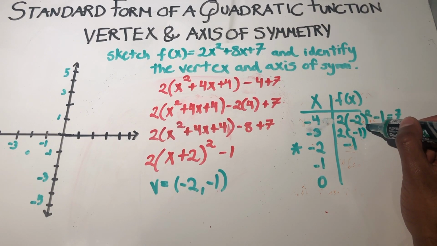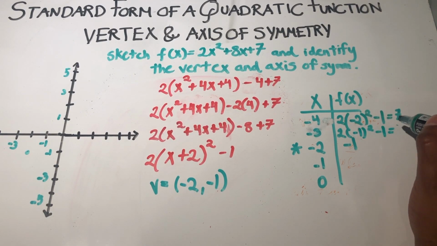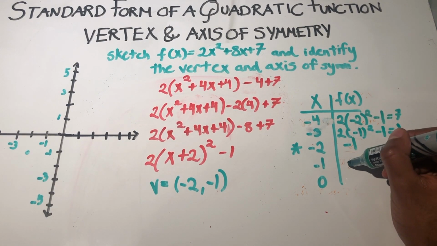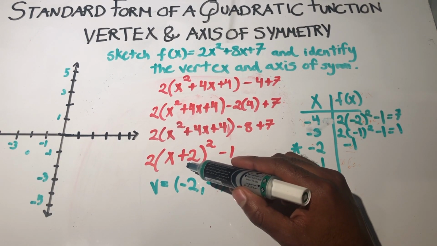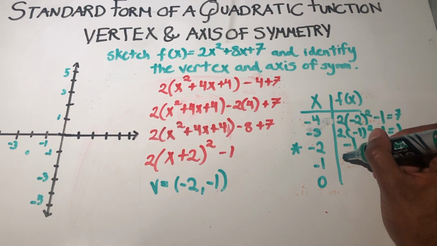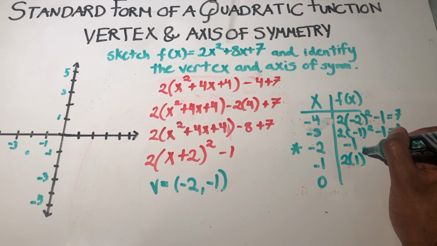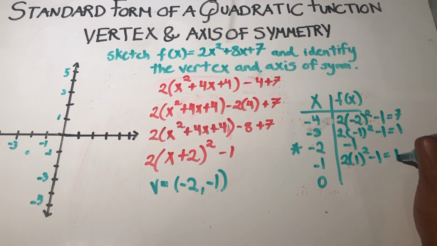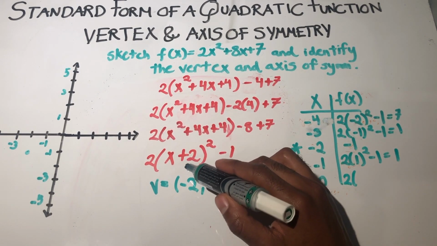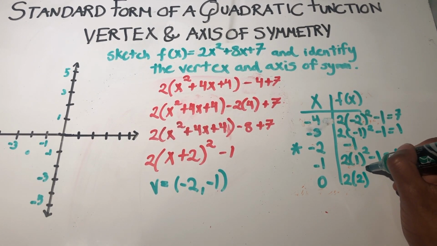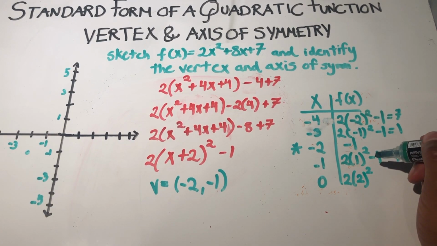So we said 1 squared times 2 is 2. 2 minus 1 is just 1. And then -1 here. -1 plus 2 is going to give us +1. +1 squared times 2 is 2, and then 2 minus 1 is going to give us 1. And then plugging in 0, 2 times 0 plus 2 is 2. 2 squared is 4. 4 times 2 is 8. 8 minus 1 is going to give us 7.